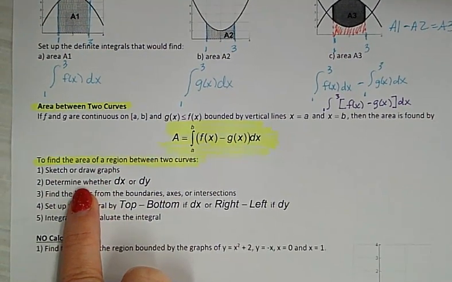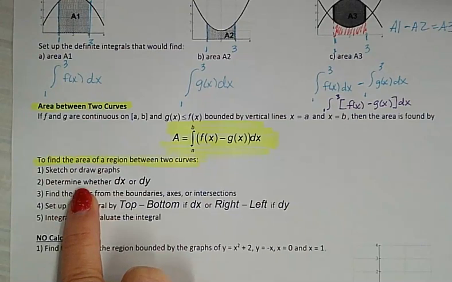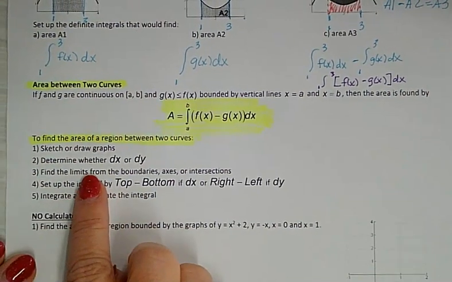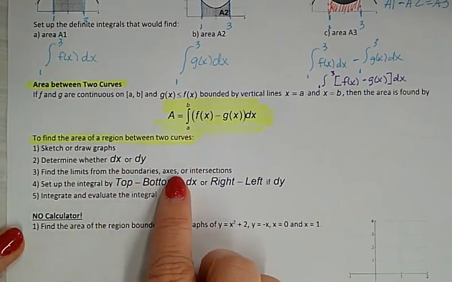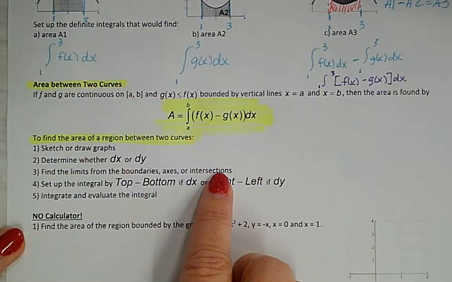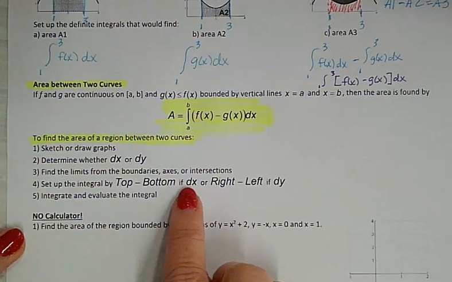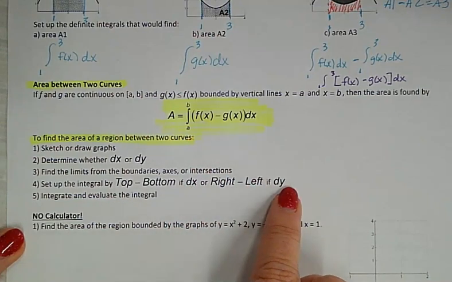Then we're going to determine whether we're going to use a dx situation or a dy, and we will determine that by looking at the equations themselves and determining what they are in terms of. Is it x in terms of y or y in terms of x? Then we are going to find the limits from the boundaries. So that could be the axis, that could be intersection points. We're going to set up an integral, and it's either going to be top to bottom if it's dx or right to left if it's dy.